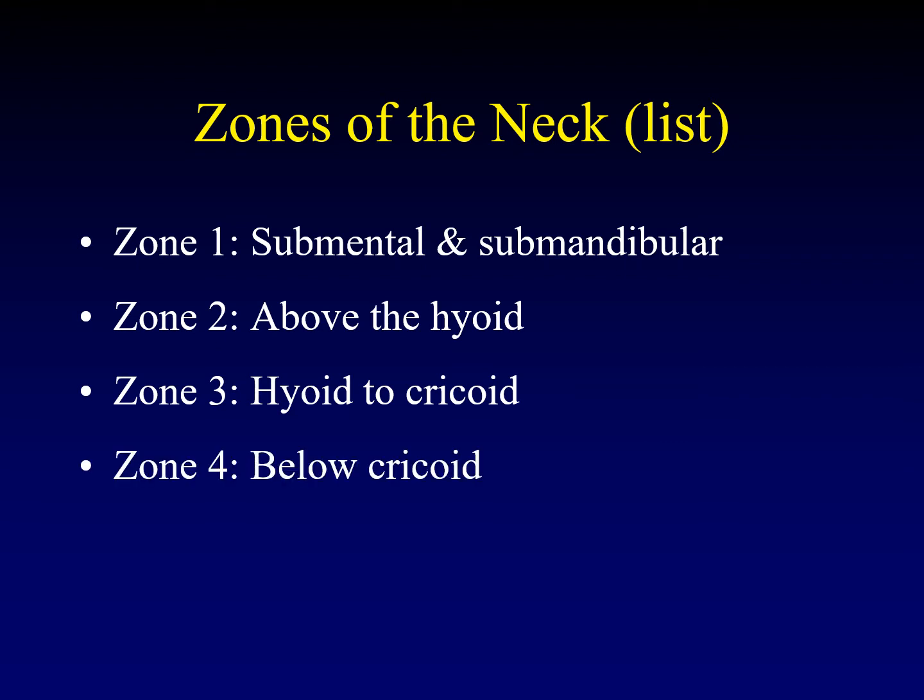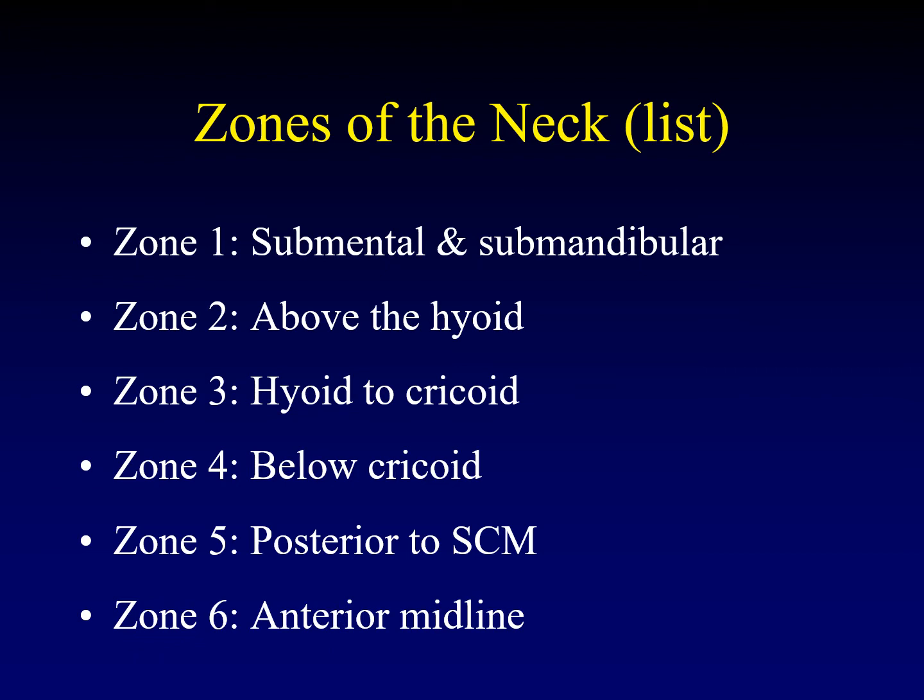Level 4 is inferior to the bottom edge of the cricoid cartilage. Level 5 is posterior to the sternocleidomastoid muscle. And I don't mean deep to the sternocleidomastoid muscle. I mean posterior to the sternocleidomastoid muscle. That's a very important distinction. Level 6 are anterior lymph nodes in the midline of the neck. They should be medial to the carotid arteries.